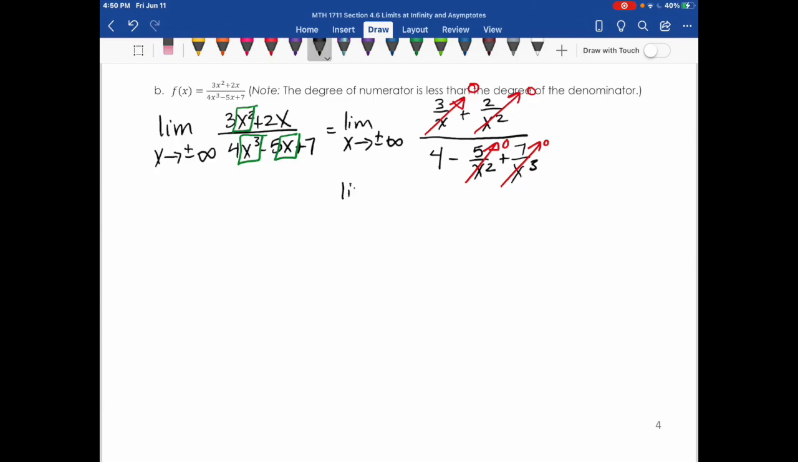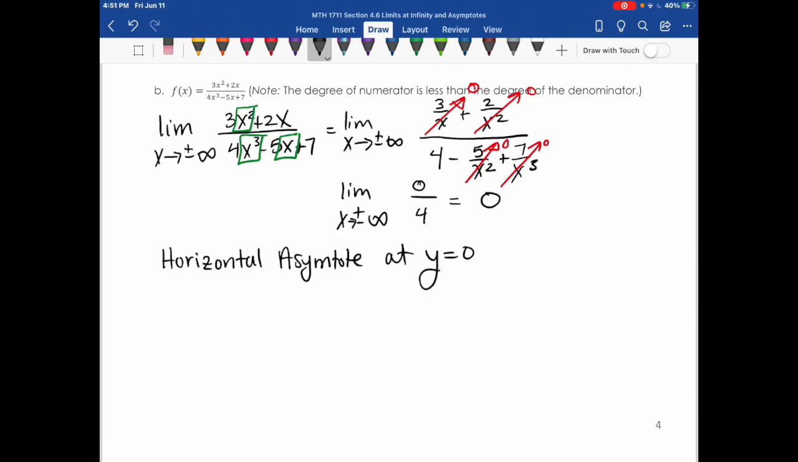So what's left is I would have 0 plus 0 on the top over 4 minus 0 plus 0, and that would give me 0, which means there's a horizontal asymptote at y equals 0, because when you look out all the way to the right, as x goes to positive infinity, and as you go all the way out to the left, as x goes to negative infinity, that end behavior is going to get closer and closer and closer to 0.